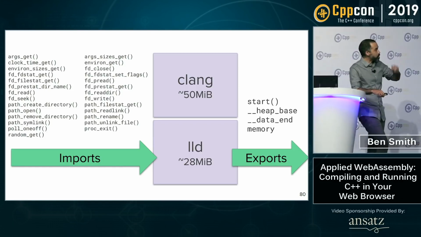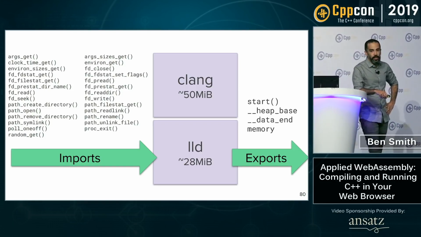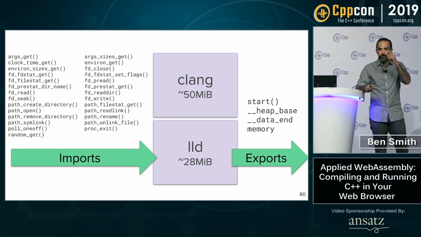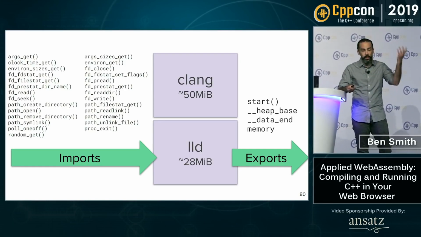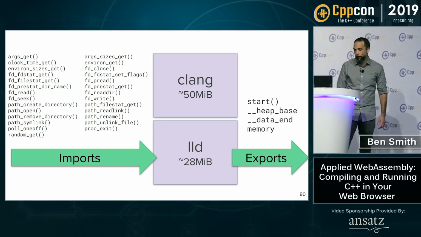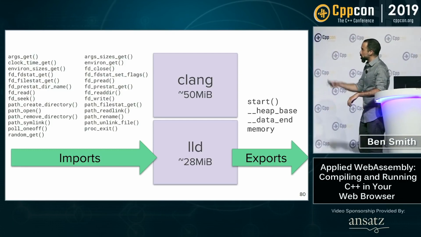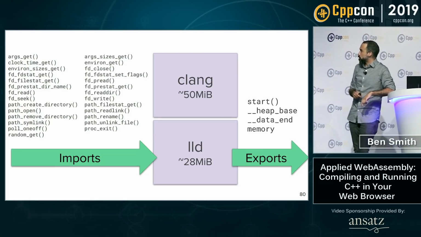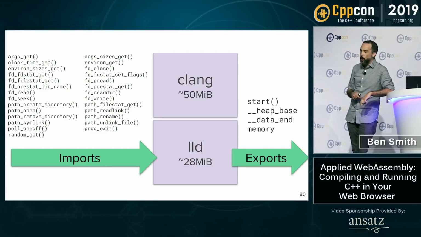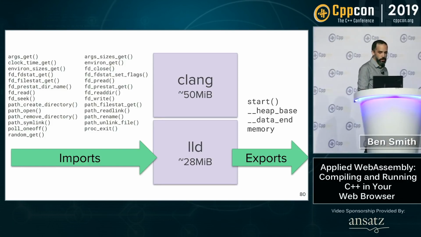And then it only actually exports one function, start. The start function is basically the intro, and then it will call your main function and then run and do everything. It also exports a couple of other useful things. You can see that it exports heap base and data end, and then an object called memory. And I'll talk about those now.